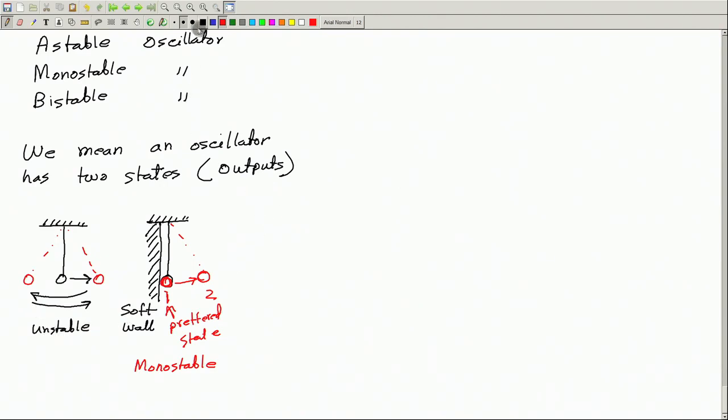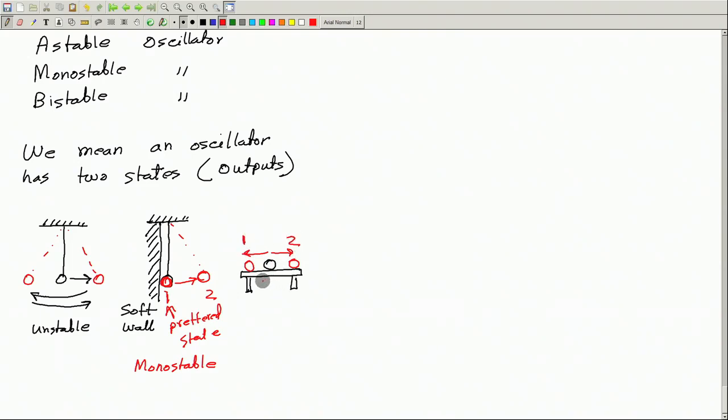And there is something also called bistable. You can think that there is a table on which there is a ball rolling, and you can keep the ball either on the left side or on the right side of the table. It's a flat table. So if you bring it to the right side, it will stay there. If you keep it on the left side, it will stay there. So these are the two states, 1 and 2.